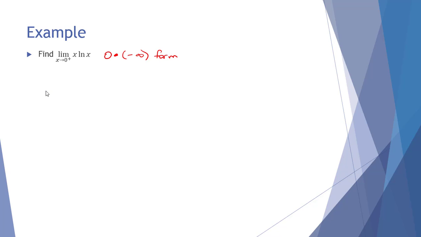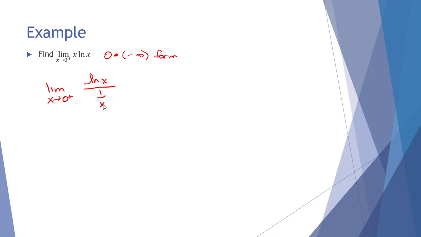So what I want to do is put one of those into a denominator with a 1 above it. So I'm going to tell you right now, we're going to leave the natural log of x here, and we're going to put 1 over x in the denominator.